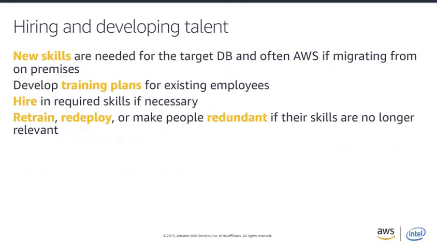If you are migrating from on-premises and this is your first project in AWS, then you are going to need a new set of skills that will require a combination of developing training plans for existing employees and hiring new talent into the organization. Retraining should be the highest priority, followed by redeployment, and as a last resort, making people redundant if they don't want to change. Based on experience, it is unfortunately better to let people go who don't want to change, or they will slow the migration project by delaying deliverables and being negative.